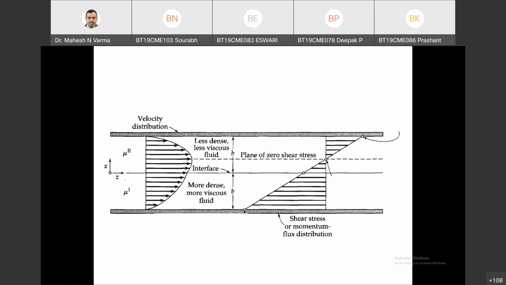Now, Vz is a function of x. How many boundary conditions are needed to solve this problem? Roll number 66, Aryan.